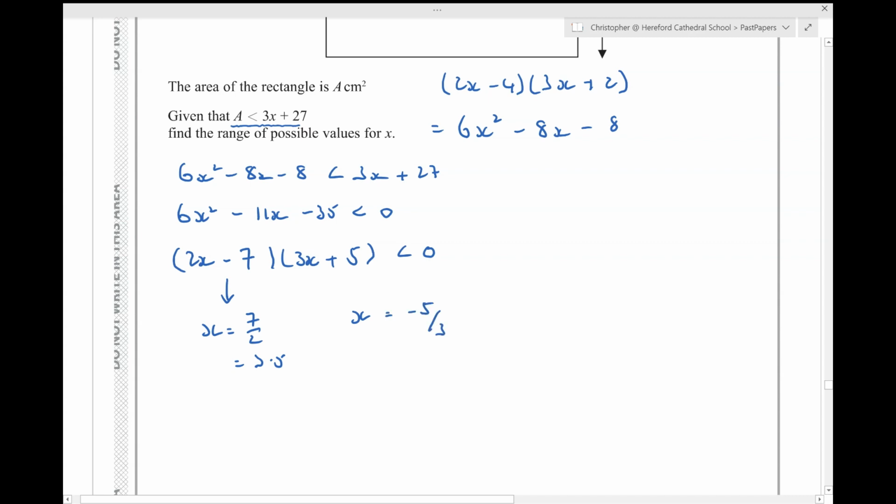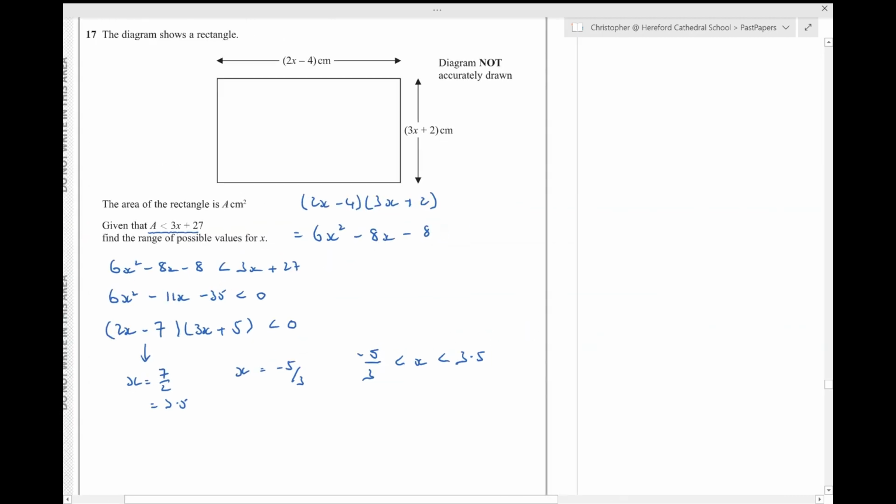So if I just ignore the context of the rectangle for a moment, given that I've got a positive x squared here, my function is going to have values of less than 0 when x lies between minus 5/3 and 3.5. Okay, now let's just go up and have a look at this rectangle.